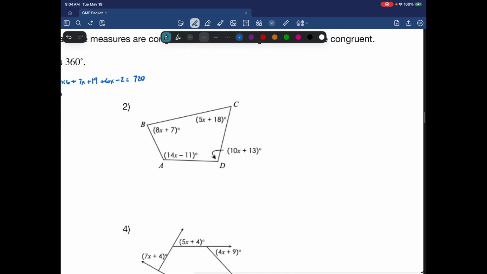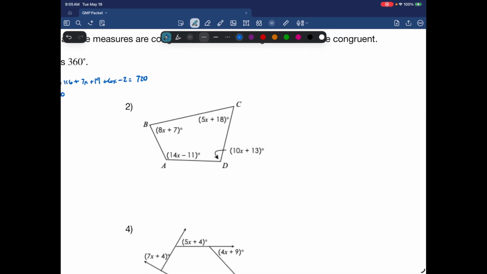For number 2, it's a quad. So we know this is going to add up to 360. So you add all this up: (10x plus 13) plus (14x minus 11) plus (8x plus 7) plus (5x plus 18) equals 360. Does it matter which order you go in with your angles? Not at all. As long as they're all present, you can't do it wrong. You add all that up, you get 37x plus 27 equals 360. 37x equals 333. Divide, you get x equals 9.